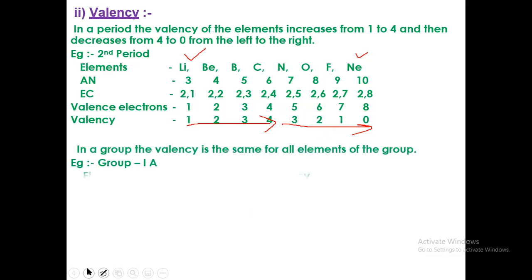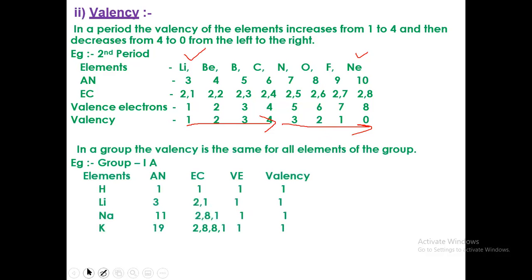Now in the case of groups, in groups the valency is the same for all the elements of the group. Like, see, the atomic number is this and the valency is the same in groups.